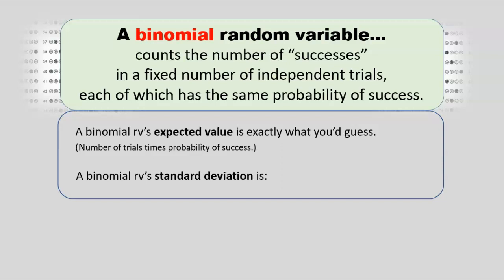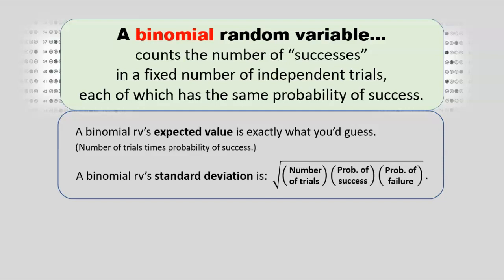You won't be surprised to learn that this formula involves a square root, since it is, after all, a standard deviation. The standard deviation of a binomial random variable turns out to be the square root of a product of 3 things: the number of trials, the probability of success on each trial, and the probability of failure on each trial. This is a very easy formula to use.